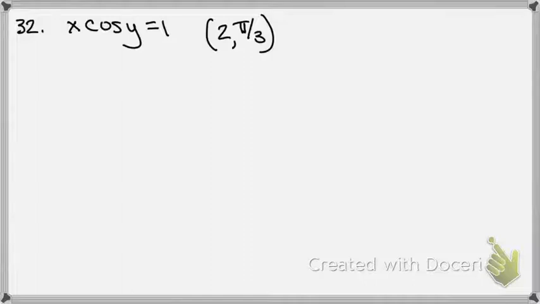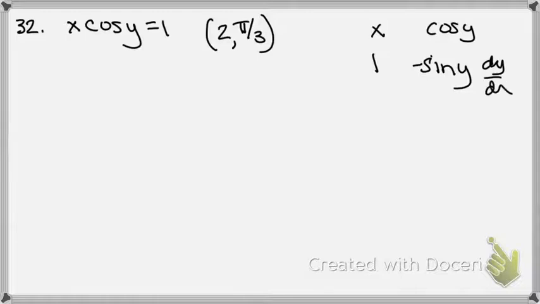All right, so first product rule, we have an x and a cosine y. Derivative of x, I bet I know what you did wrong on this one. Derivative of x is a 1. The derivative of cosine y is probably where you screwed up. The derivative of cosine y is negative sine y times dy dx. Make sure you have a y and a dy dx.